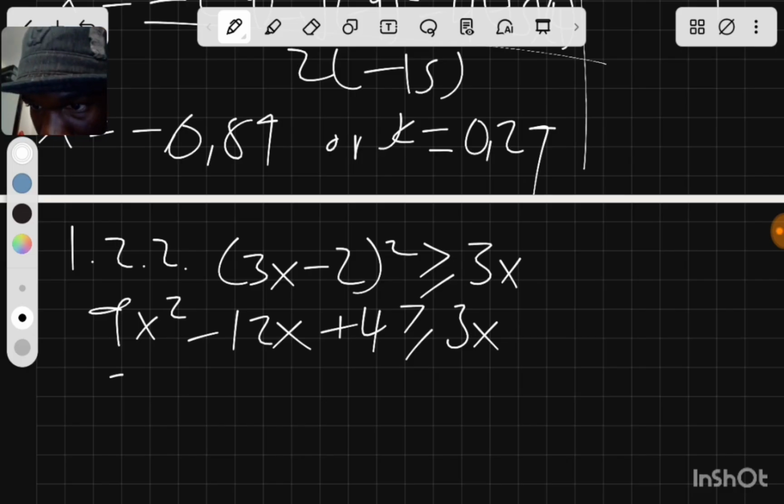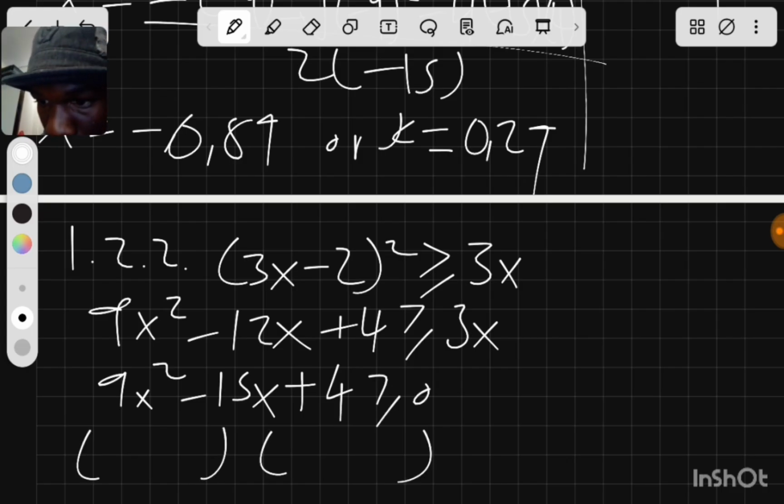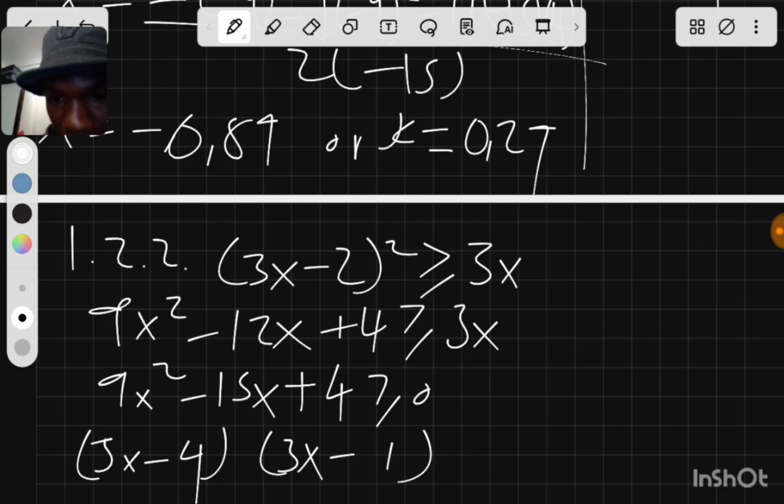So now we have 9x squared minus 15x plus 4 greater or equal to 0. So now we're factoring: (3x minus 4)(3x minus 1).